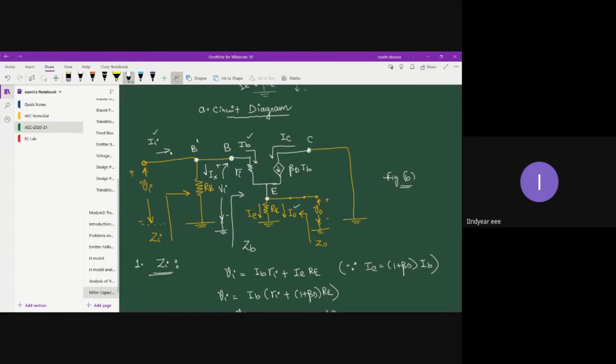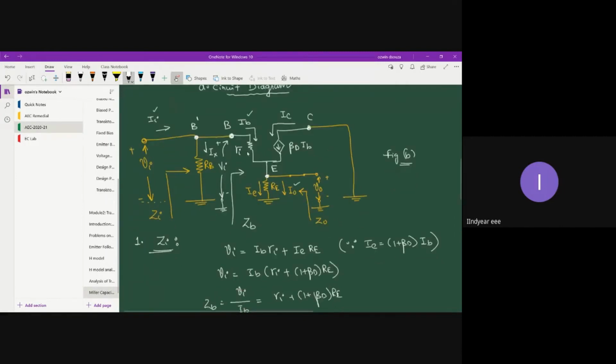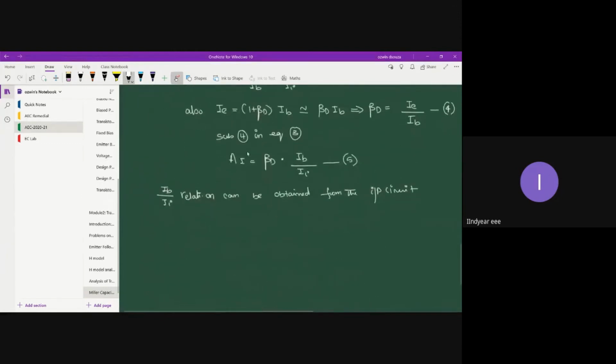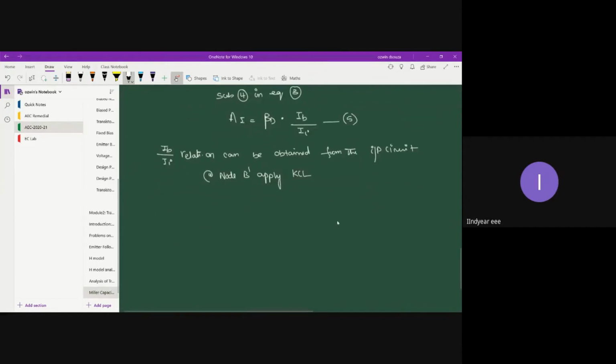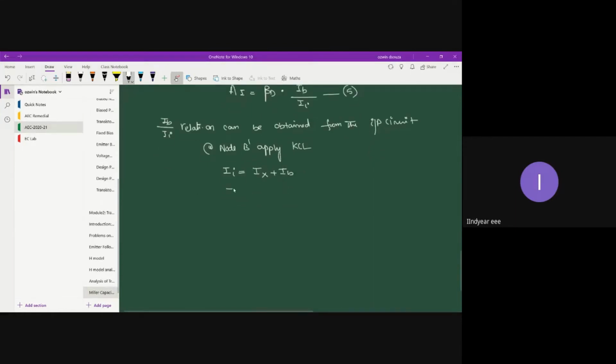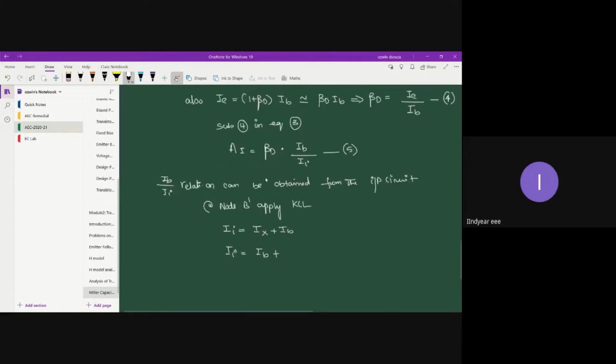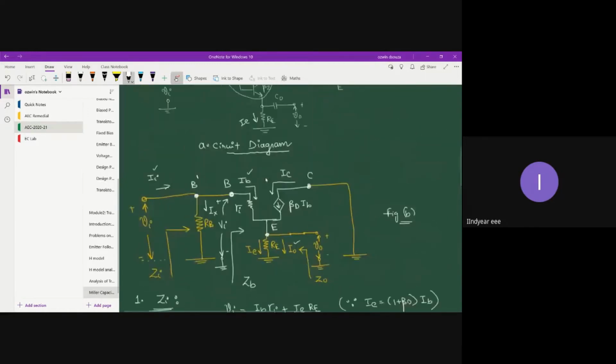Summation of incoming current is equal to outgoing current. So II is equal to IX plus IB. We shall write it. So at node B dash, apply KCL. So what do we get? We get II is equal to IX plus IB, or II is equal to IB plus IX. So IX is nothing but current through the biasing resistor RB.